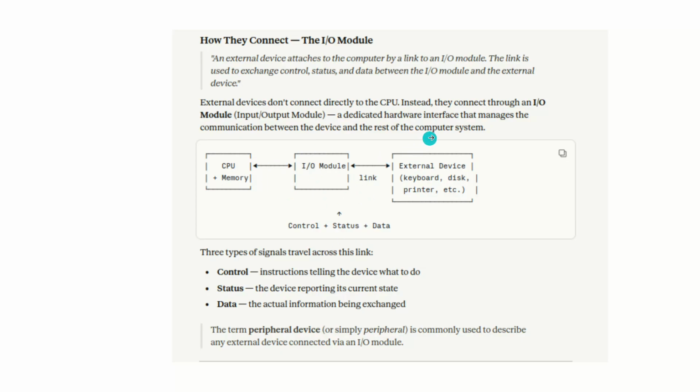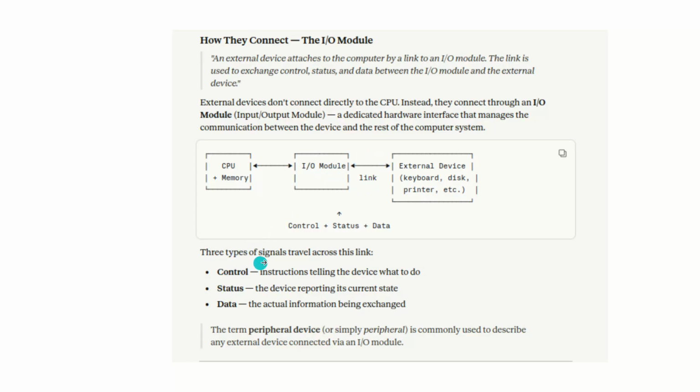So, a dedicated hardware interface. This input output module is a dedicated hardware interface that manages the communication between the device and the rest of the computer. Between these devices and the rest of the computer, there is dedicated hardware, that is this I/O module. It manages the communication between the device and the rest of the computer system. Here the transfer of the control signals, status, data and all takes place.